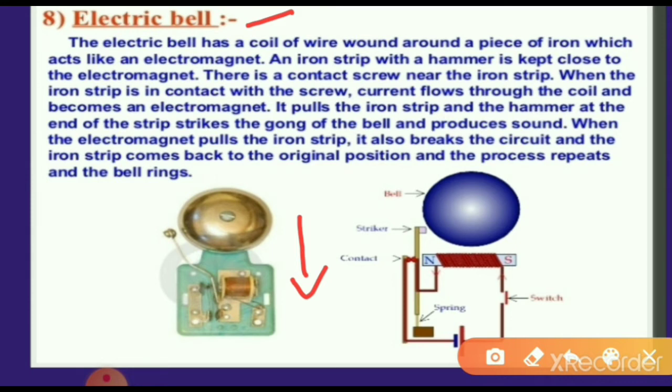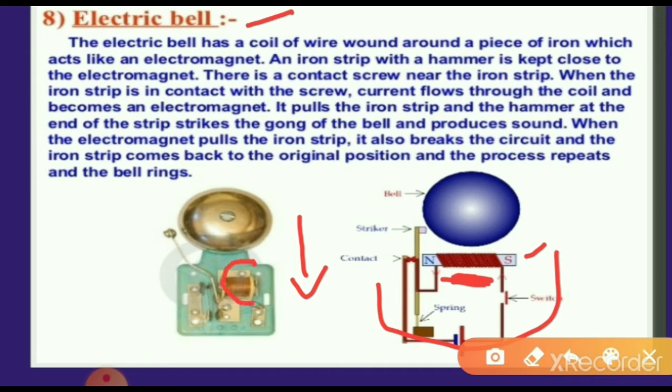This shows the structure of the electric bell. It consists of a coil of wire. This is the coil of wire wound on an iron piece, like an electromagnet. So it is a coil of wire wound on an iron piece. The coil acts as an electromagnet.